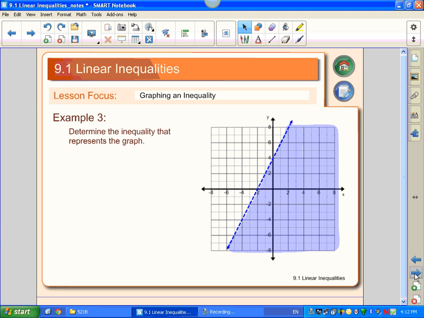Example 3 is like the opposite of what we've been doing. Now we have the inequality graph, and we need to write the inequality statement. So first of all, we need to know what the equation of the line is. We will need to determine the inequality based on the line and then based on the shading.